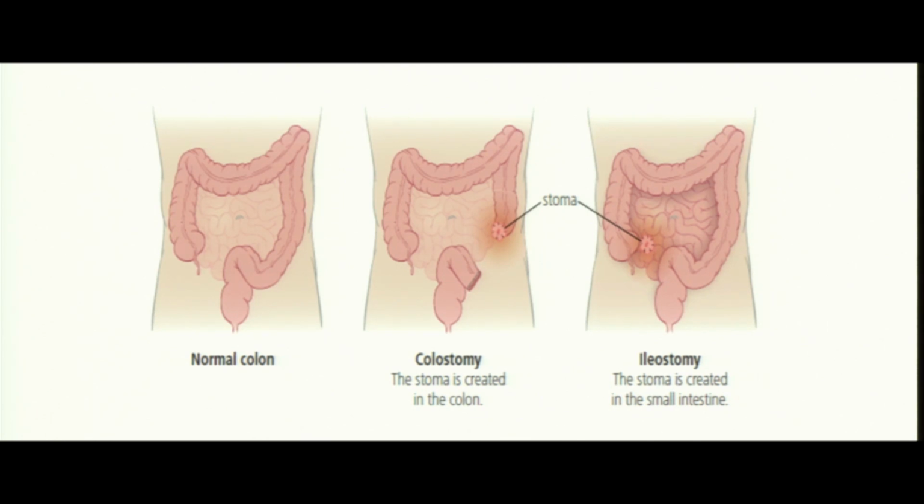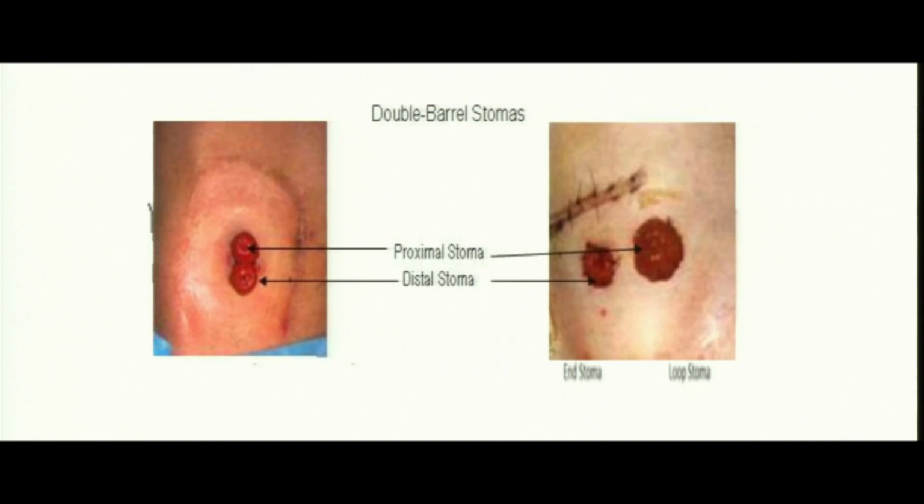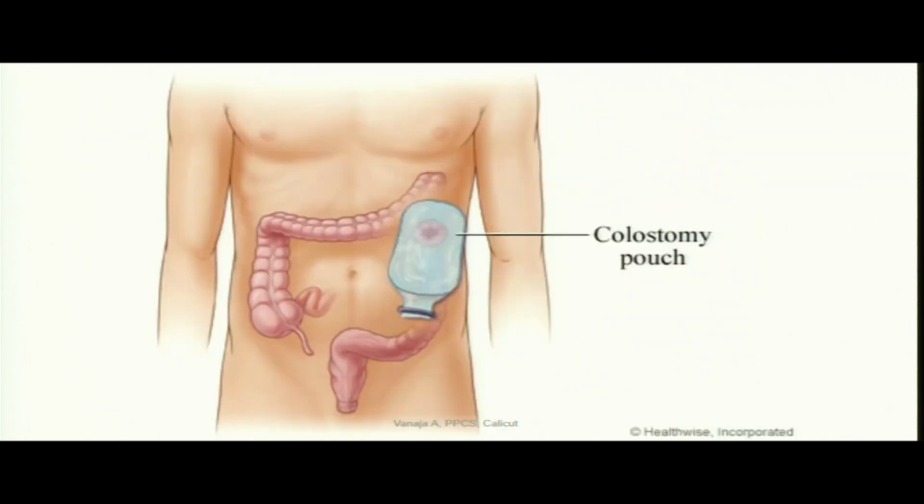You can see the normal colon without any disturbance. In the second picture, in colostomy the stoma is created in the colon, and in ileostomy the stoma is created in the small intestine. Types of colostomy: the first picture depicts the transverse colostomy, the second picture depicts descending colostomy. Now, as per the pattern of surgery, here it is shown as double barrel stomas, so you have the proximal stoma and the distal stoma. You have the end stoma and the loop stoma in the right side picture.